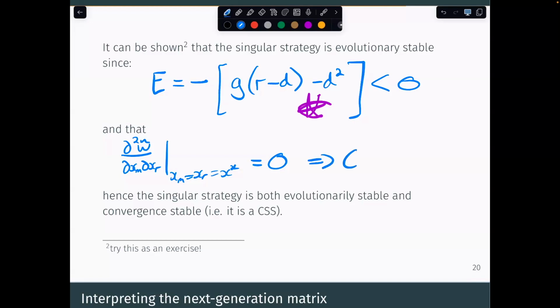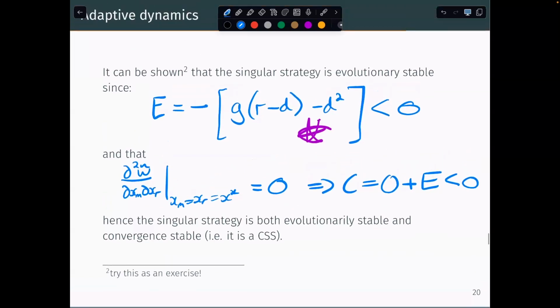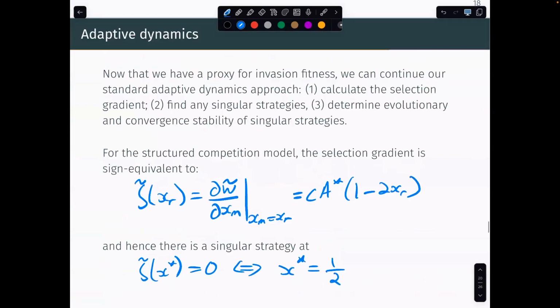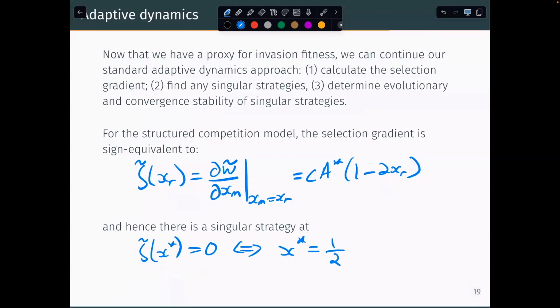So if you remember our criteria for convergent stability, it is then going to be this cross derivative, which is 0, plus our evolutionary stability, E. E is less than 0, so C is less than 0. And therefore, we can show that this x star is both convergent stable and evolutionarily stable. Like I said, that is essentially a whistle-stop tour through the rest of the adaptive dynamics process. I've not gone through that in a lot of detail because I wanted to leave that as practice for you. The main thing I wanted to focus on today is how we derive that invasion fitness proxy in the first place.